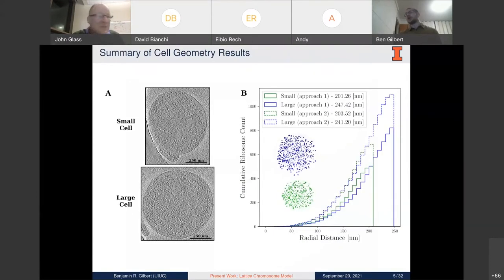And so following that, we were able to reconstruct cell geometries for both a small cell and a large cell, where the large cell has a radius of approximately 250 nanometers and the small cell has a radius of approximately 200 nanometers. And then the cumulative ribosome distributions as a function of radial distance are shown here on the right. And we can see that for two different types of template matching, we found that there is approximately uniform distribution of ribosomes throughout the spherical cells.